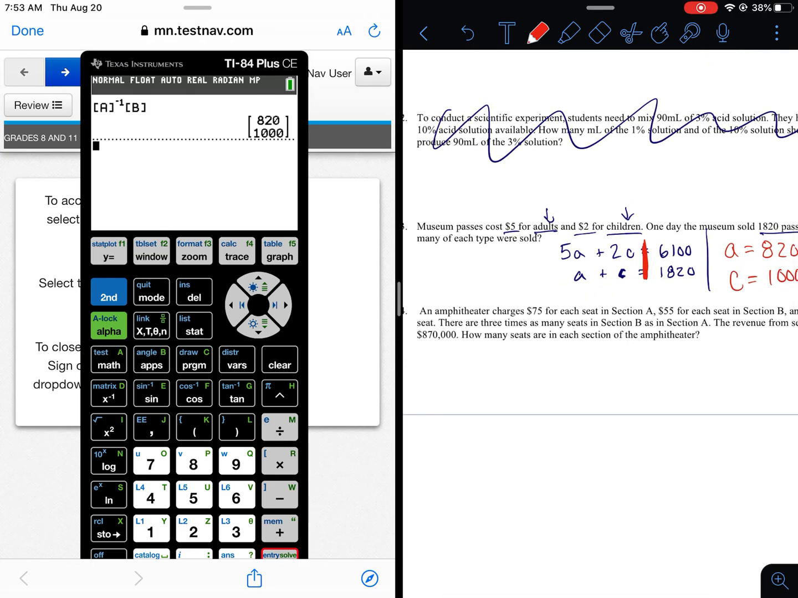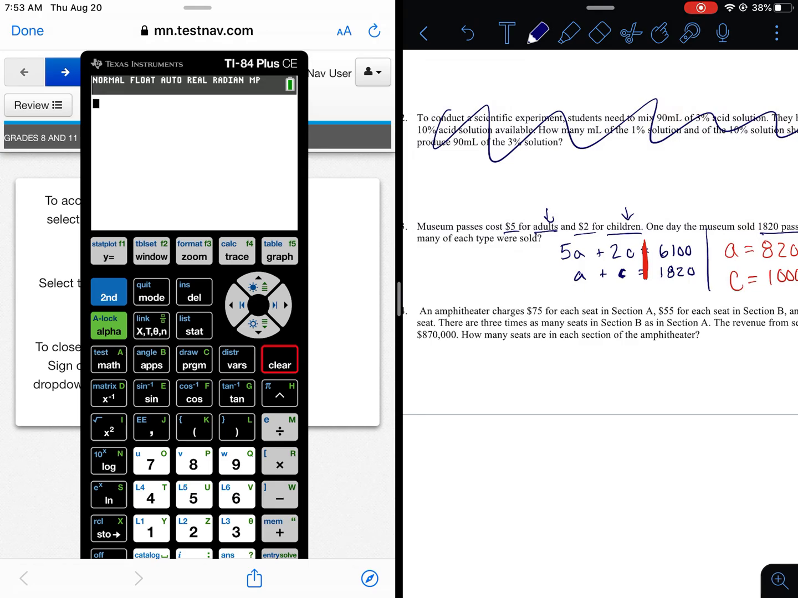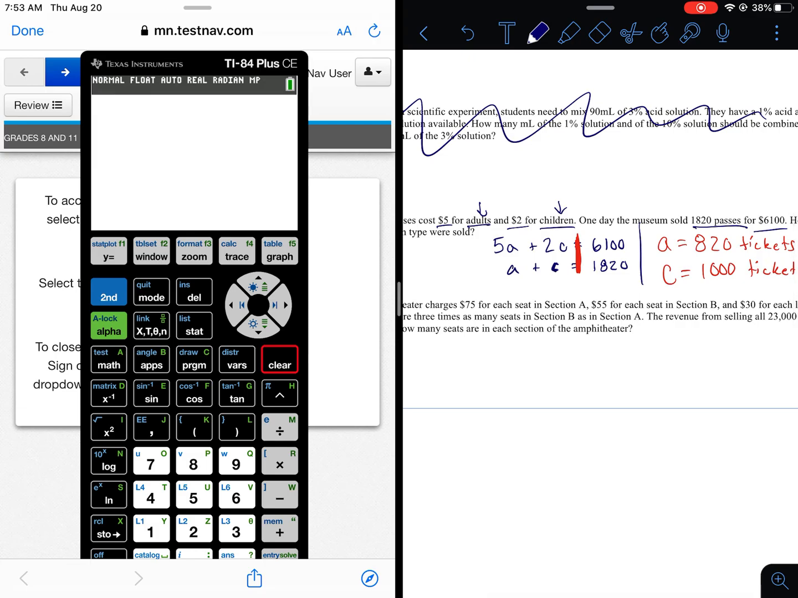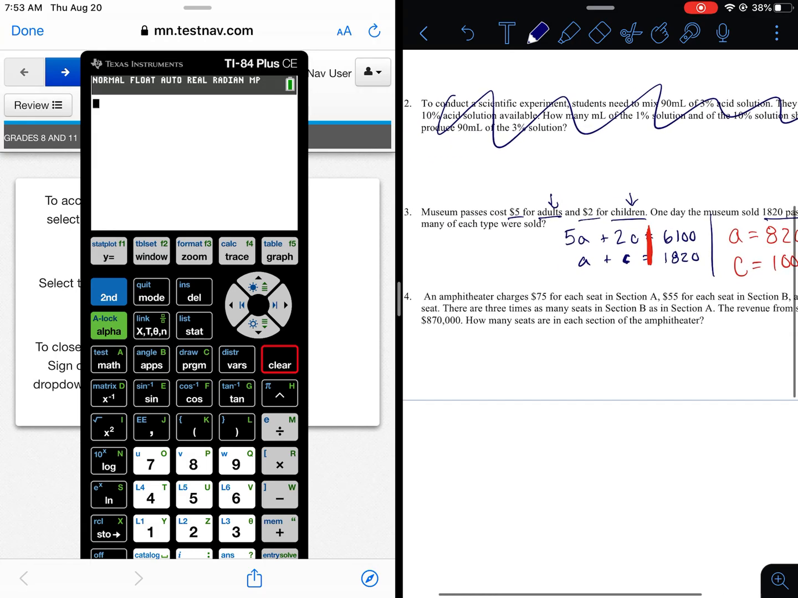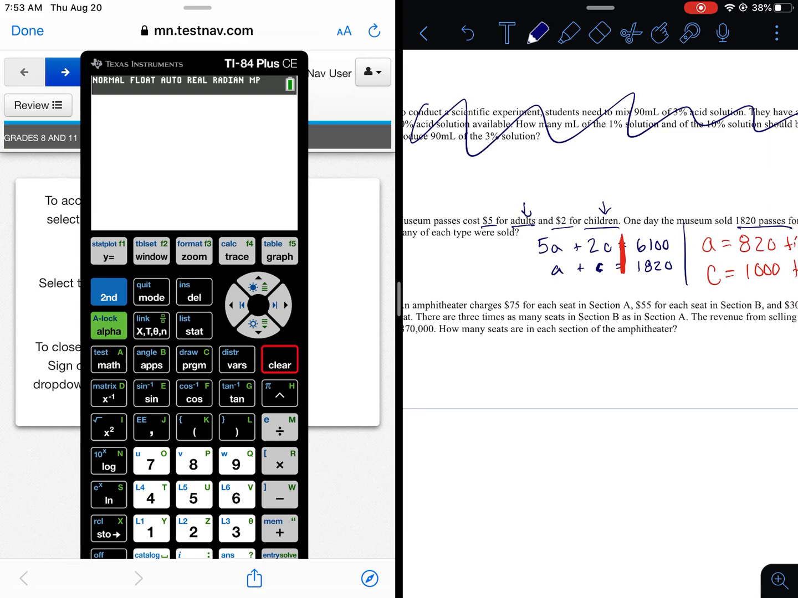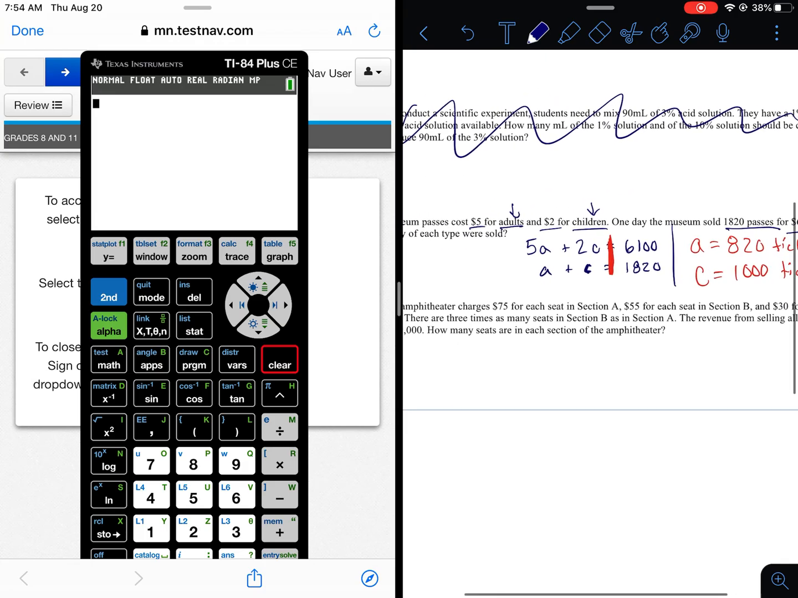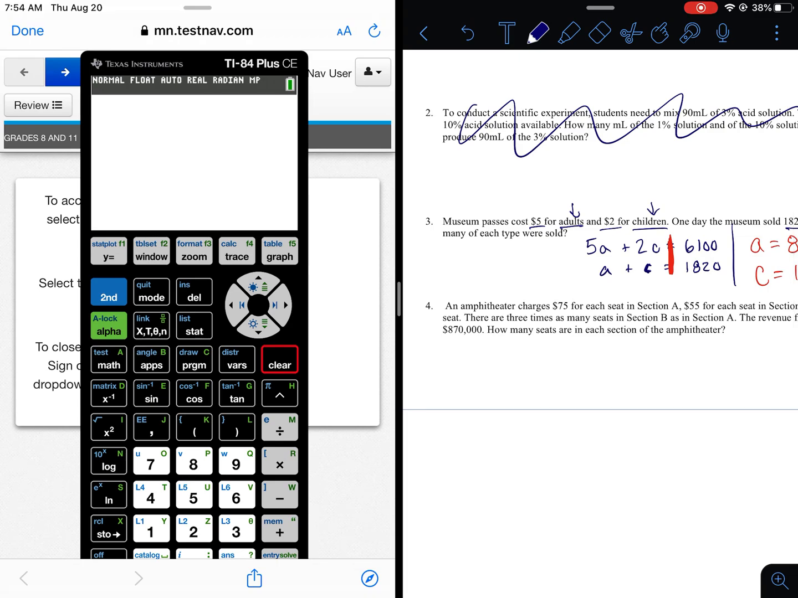This is another sort of typical word problem for systems of equations, and this is different seats in an auditorium. So let's look at that. Let's set it up. An amphitheater charges $75 for section A, $55 for section B, and $30 for a lawn seat. Think of like Klipsch, or I guess it's not Klipsch anymore, but Ruoff Home Mortgage. Same thing, section A, section B, and lawn seats all have different prices. There are 3 times as many seats in section B as there are in A. The revenue from selling all 23,000 seats is $870,000. How many seats are in each section?